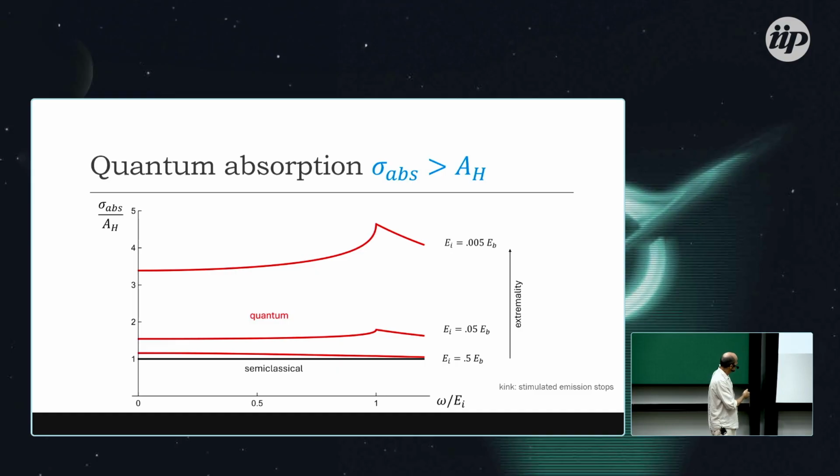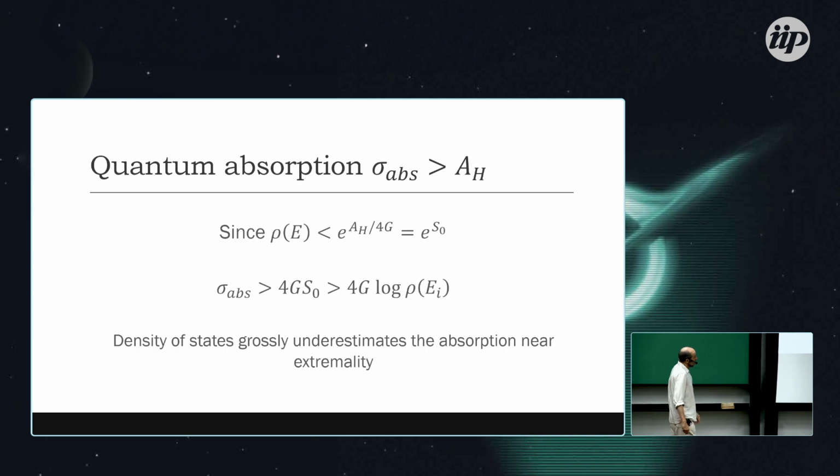So you see that the absorption cross-section, for the whole frequency range, is larger than the semiclassical result. And when I saw the result, I had to figure out what was going on here. I was expecting the opposite result. Because you have a density of states that is given by this, but the absorption cross-section here is much larger. So the density of states, the naive estimate for the absorption effect, underestimates by a lot the absorption near extremality.